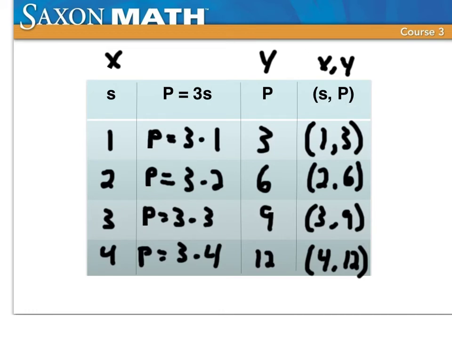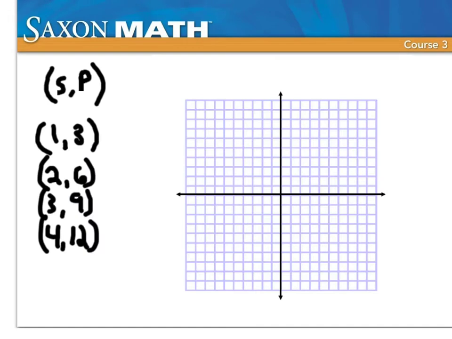Now, this was part B. Part C is on the next slide. We're going to actually make our graph on the next slide, so let's go ahead and go on to that. So I've rewritten my S and P values right here.